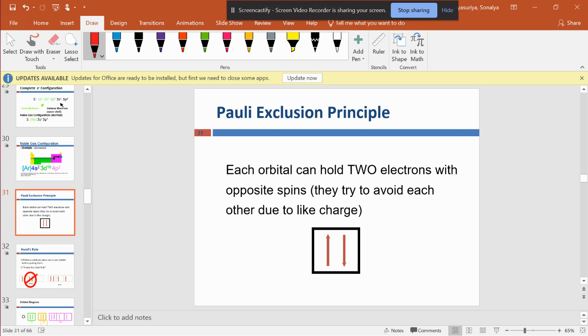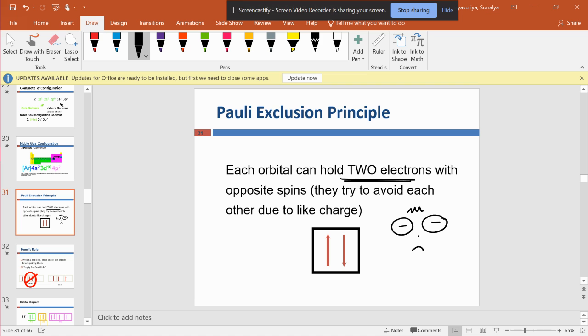So the Pauli exclusion principle, which is the second one, says that each orbital, or each box, can hold a max of 2 electrons, but those 2 electrons have to actually be pointing in opposite directions. The opposite directions are a way that we show the opposite spin that electrons have. So electrons are negatively charged, right? If they want to hang out next to each other, they really don't like it, okay? They hate hanging out next to each other because they're both negatively charged.